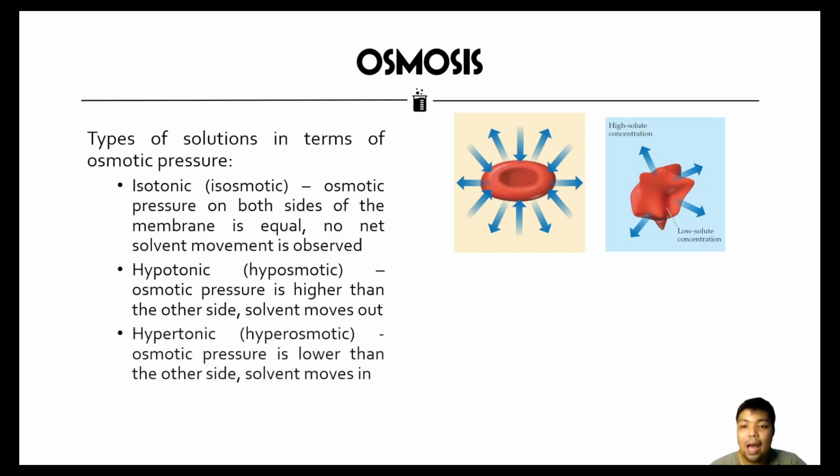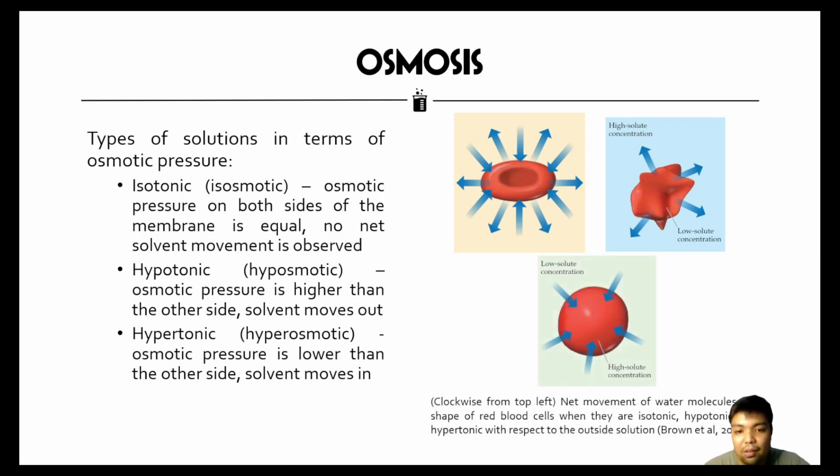Lastly, we have a hypertonic solution or hyperosmotic solution. Now, in a hyperosmotic solution, its osmotic pressure is lower than the other side of the semi-permeable membrane. That is, its concentration is higher than that of the solution on the opposite side of the semi-permeable membrane. As a result, in order to address that concentration gradient, the hypertonic solution will be diluted by taking in solvent molecules. So going back to our example, the red blood cell.